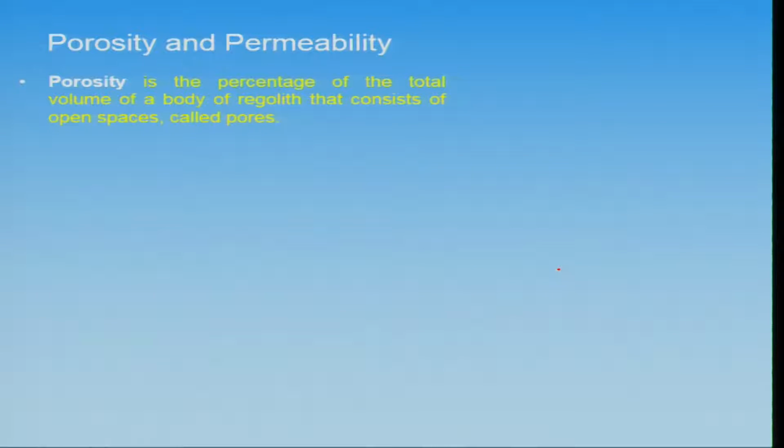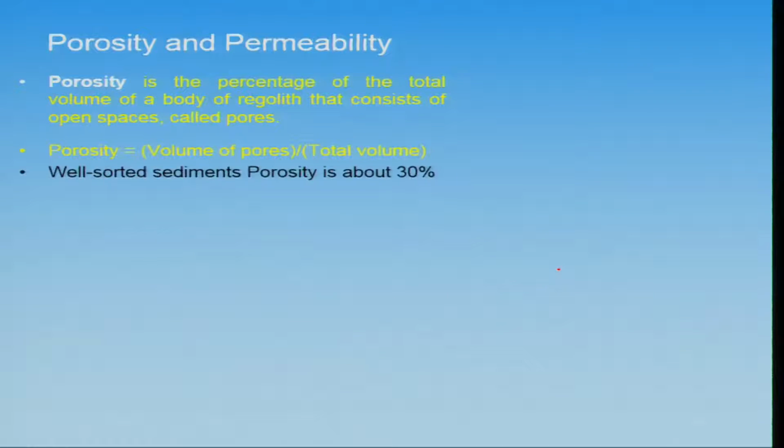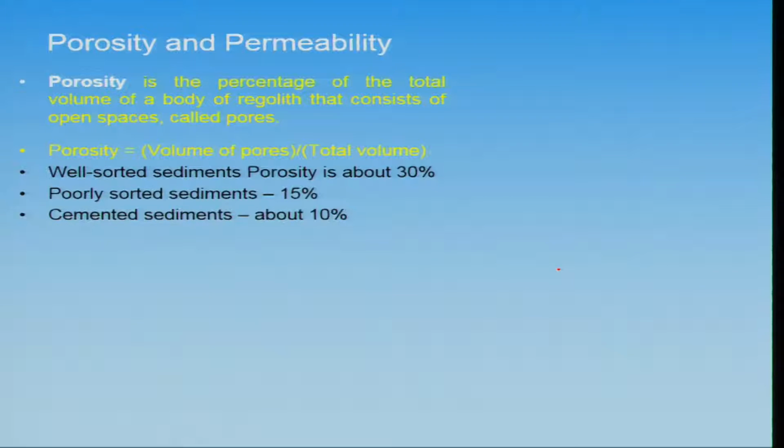Further, as I talked about, porosity and permeability are extremely important. So, porosity, if we define it, is the percentage of the total volume of a body of regolith that consists of open spaces called pores, and porosity can be measured if you have the total volume and the volume of pores. Okay. So, volume of pores by total volume will give you the porosity. Now, for well sorted sediments, porosity is about 30%, poorly sorted sediments about 15%, cemented sediments about 8%.